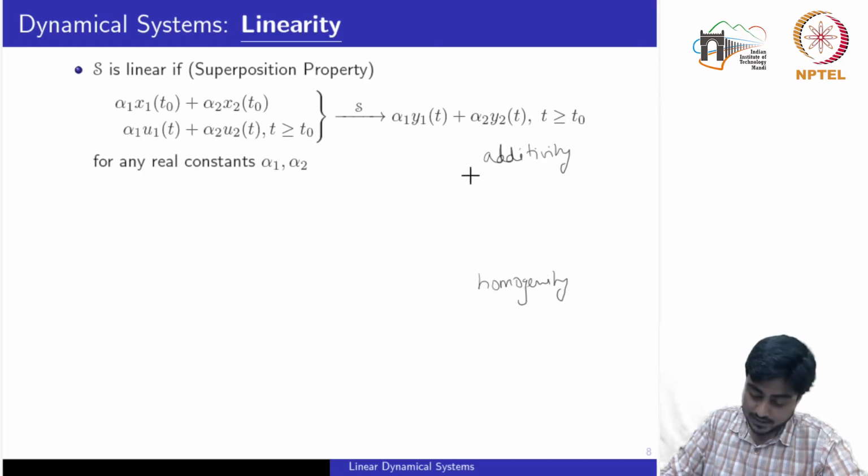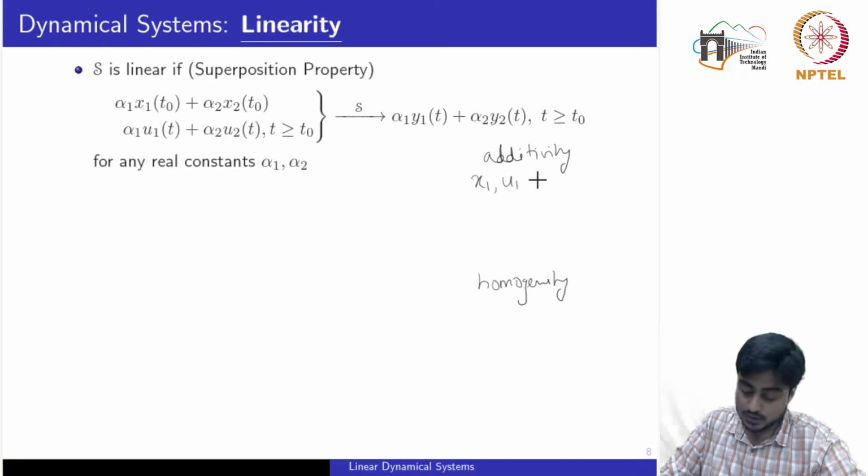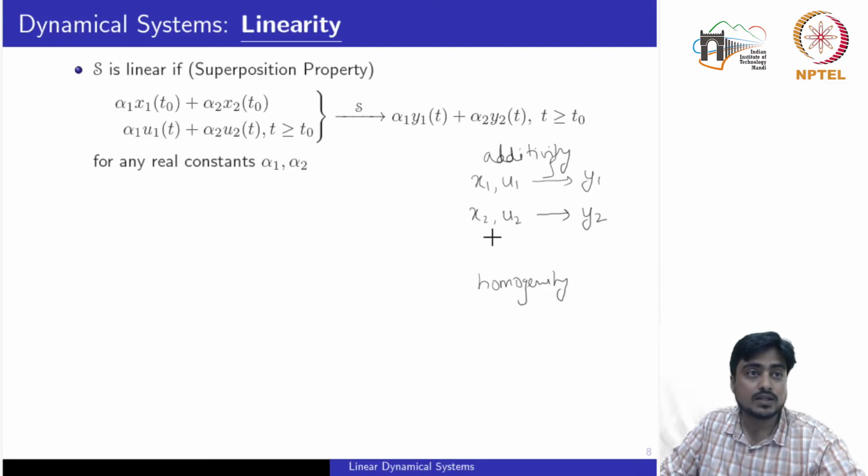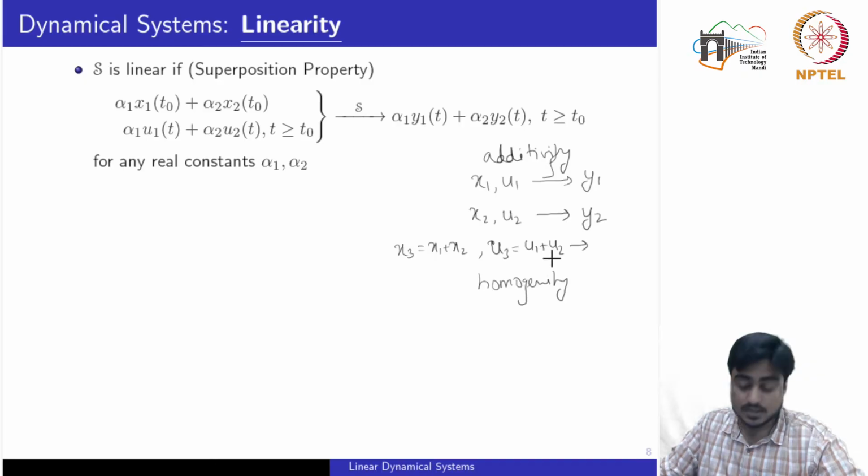So additivity says that if we apply x1, u1 to any dynamical system S and we obtain the output y1, and if we apply x2 and u2 to the same dynamical system which gives us the output y2, then if we take the linear combination of the state and the input, that is to say we define x3 as x1 plus x2 and u3 as u1 plus u2, then if we apply this to the system S, the output which we obtain, y3, should be y1 plus y2.